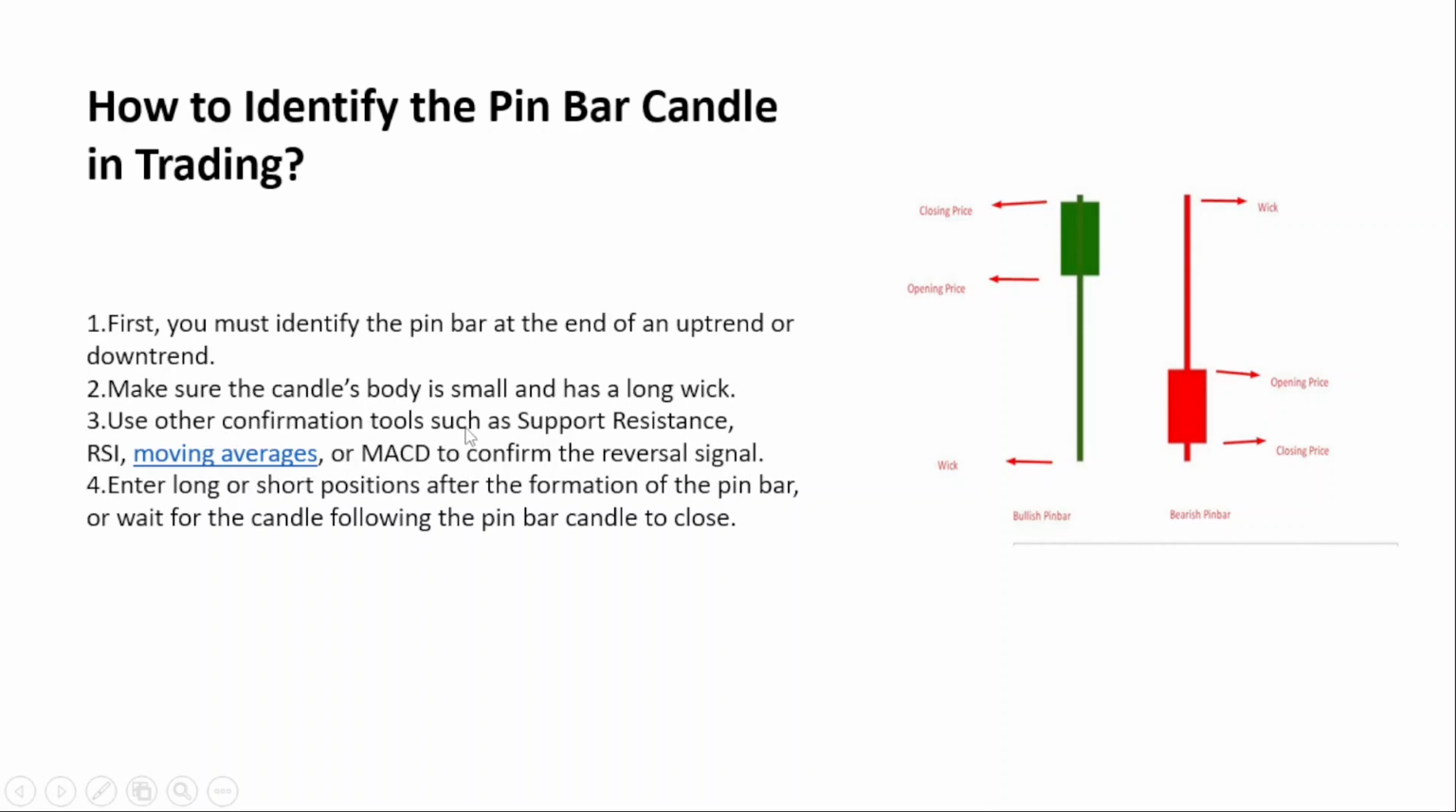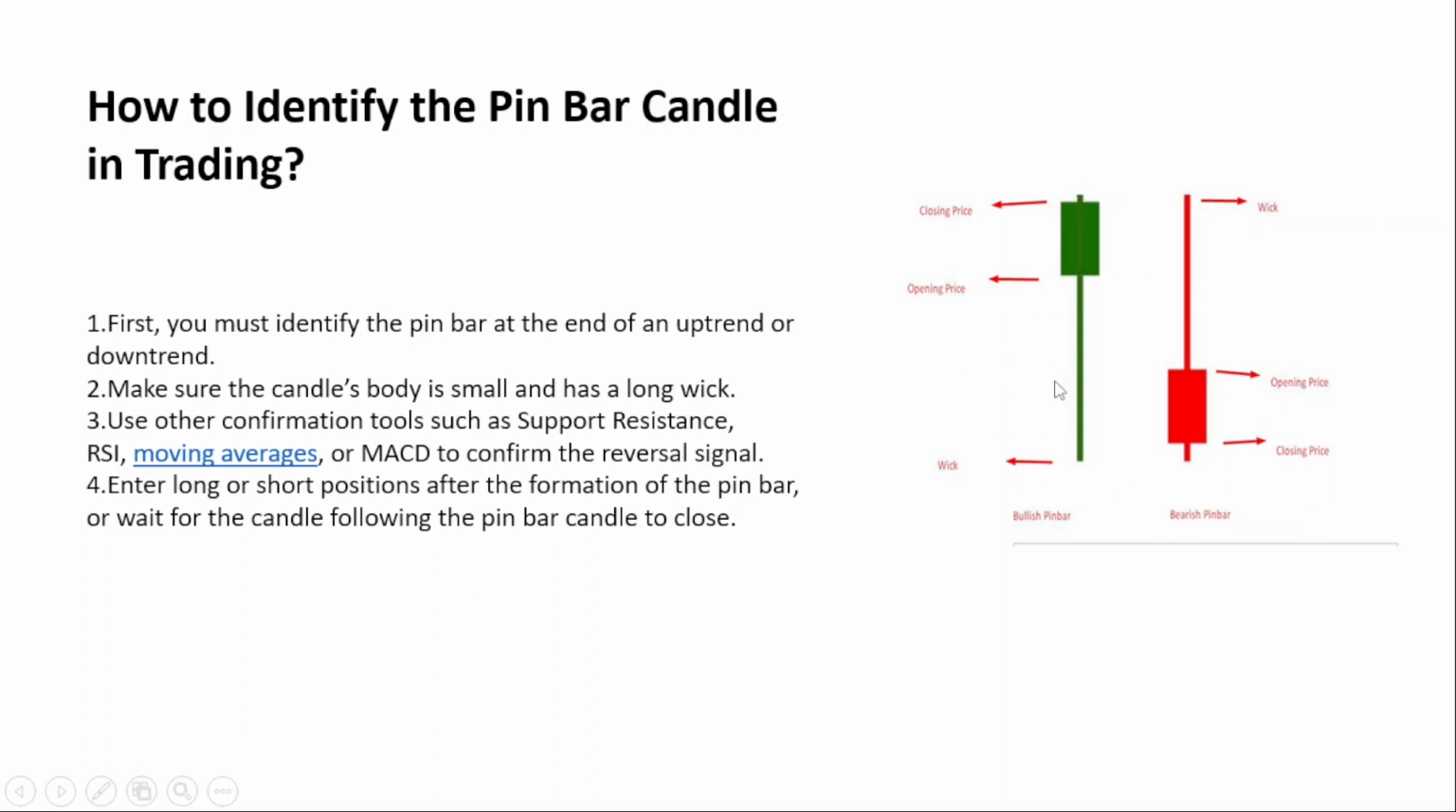Use other confirmation tools such as support and resistance. So we need to see where these pin bars are getting formed. We have to make sure whether the pin bars are getting formed at the bottom of the downtrend or the top of the uptrend, so either at support or resistance. And use other confirmation tools such as support, resistance, RSI or moving averages to confirm the reversal signal. Enter a long or short position after the formation of the pin bar, or wait for the candle following the pin bar candle to close. For every trade, we have to wait for the complete closure of the candle.